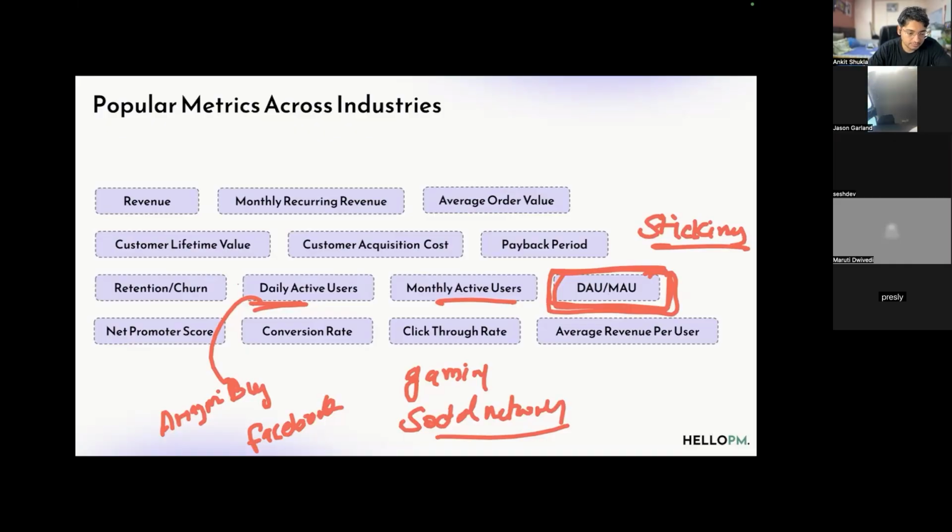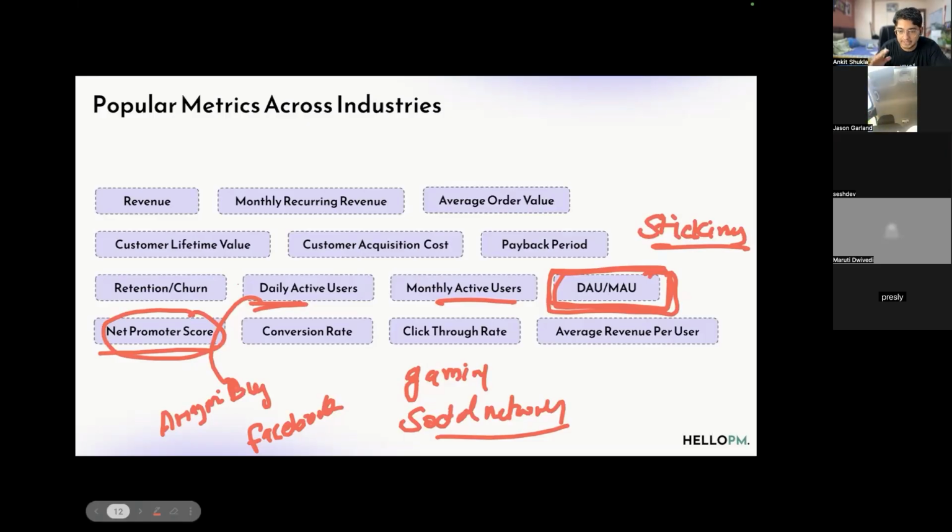Right. Then there are other metrics as well. One is net promoter score. Net promoter score means how much people like your product and how likely they are to refer your product to other people.